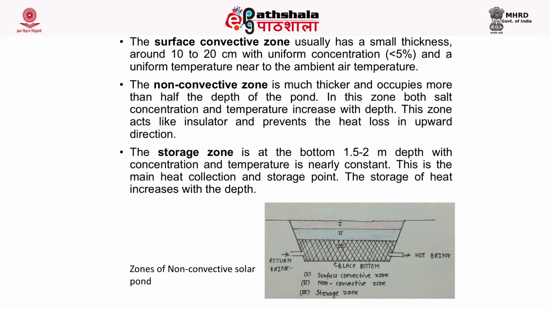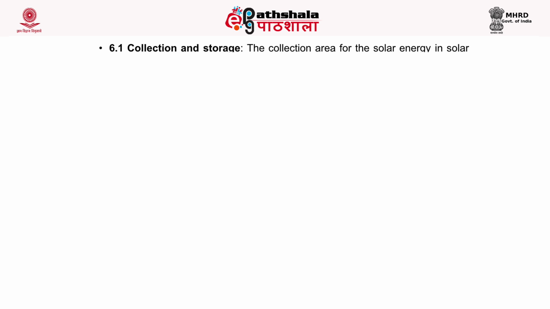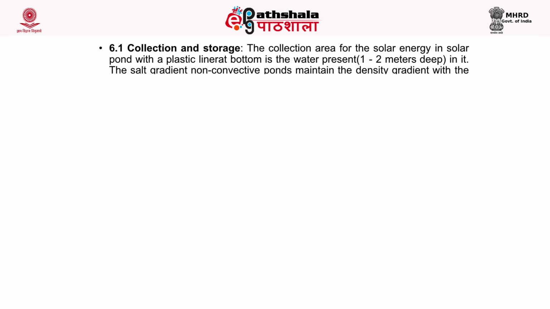In the storage zone, that is at the bottom, at 1.5 to 2 meter depth, the concentration and temperature are also nearly constant. This is the main heat collection and storage zone. That is the third zone, the storage zone or the lower convective zone. And the storage of heat increases with the depth. So you can see in this figure there is the brine, the return of brine as well as the hot brine produced.